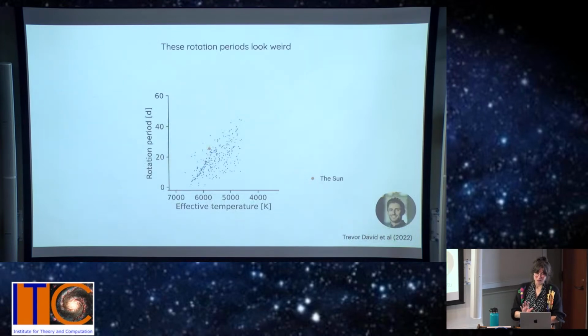But Trevor David, a couple of years ago, was working on a sample of exoplanet hosts. This is actually the California Kepler Survey sample of planet hosts. And he meticulously measured the rotation periods of the hosts. And these effective temperatures come from spectroscopy, from the CKS spectroscopy. He was not doing a gyrochronology project. He was doing an exoplanet project.